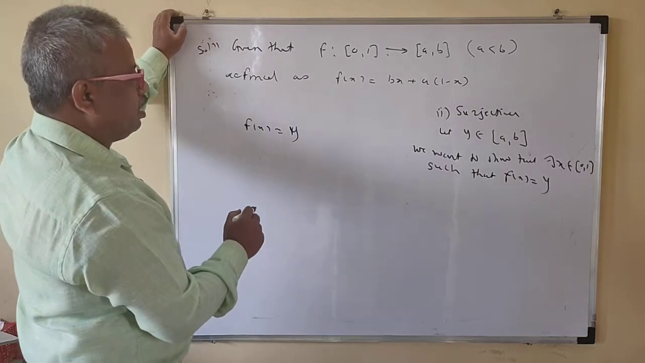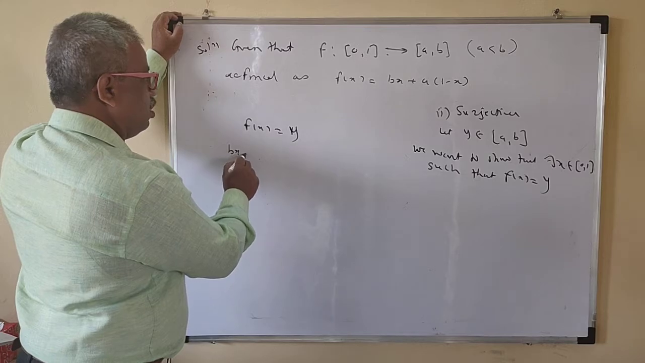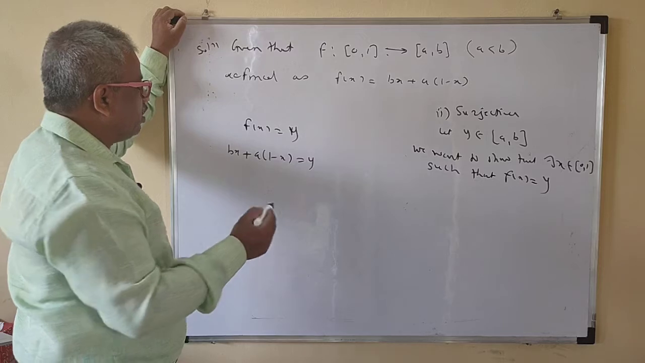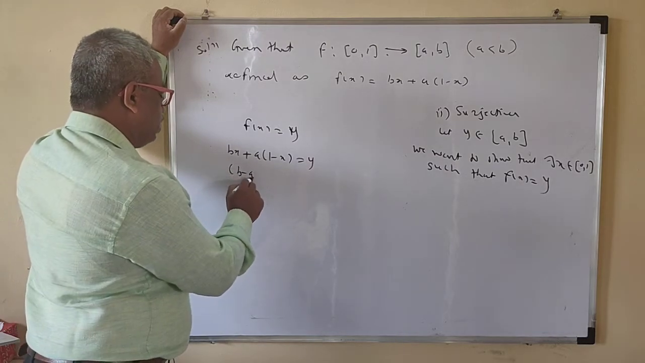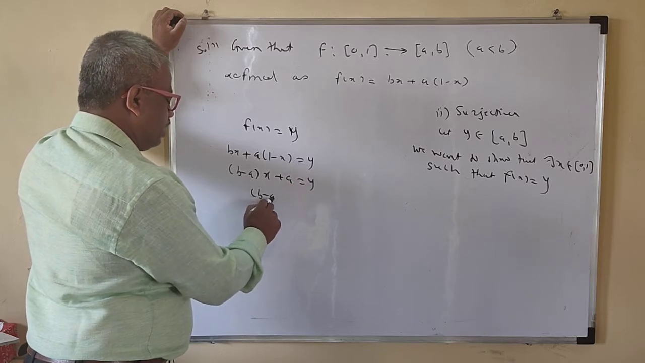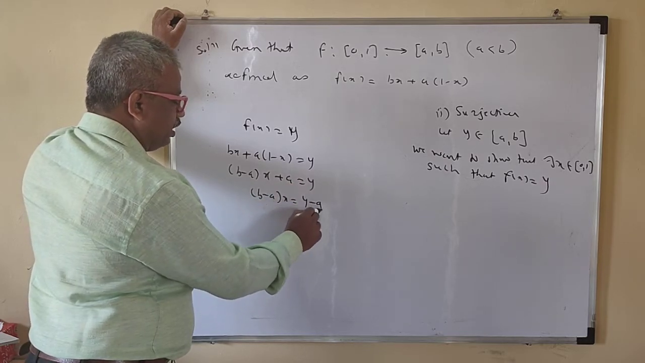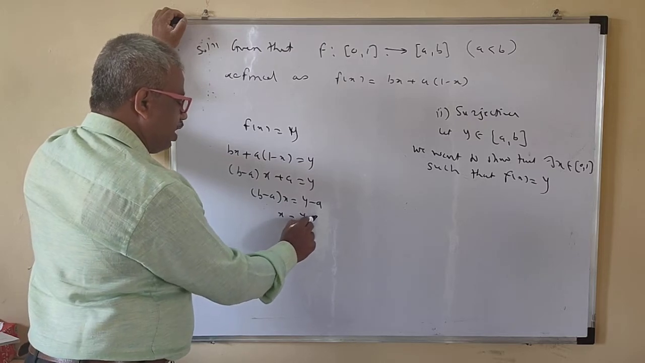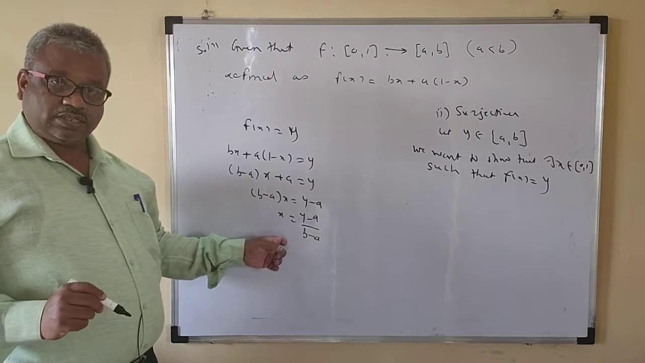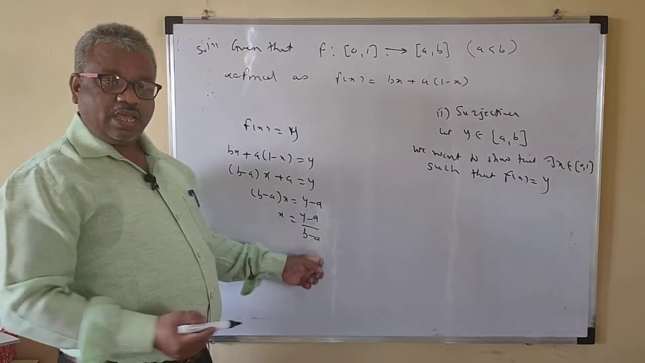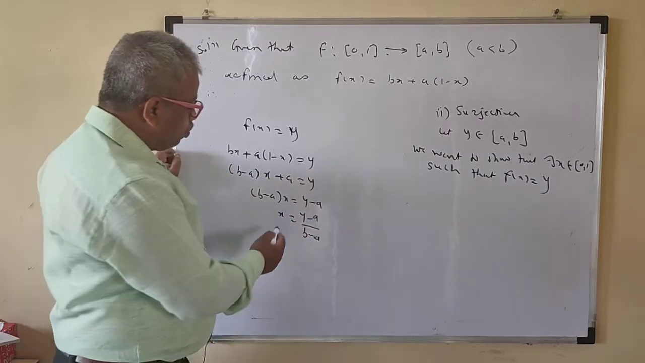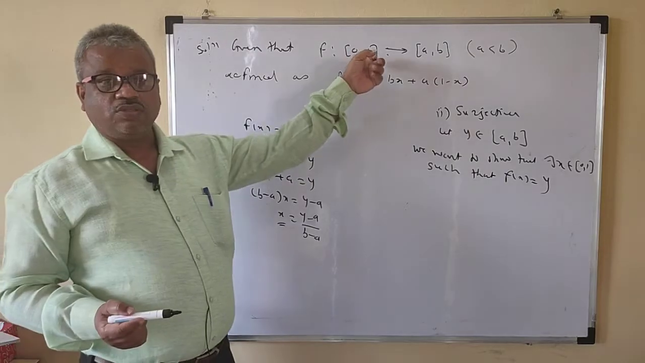What is f of x? bx plus a into 1 minus x equals y. We will find the value of x in terms of y now. So b minus a times x plus a is equal to y. So b minus a times x is equal to y minus a. So x is equal to y minus a upon b minus a. Since b is not equal to a, the denominator is not equal to 0, so this exists. Now you only have to prove that x lies between 0 and 1.